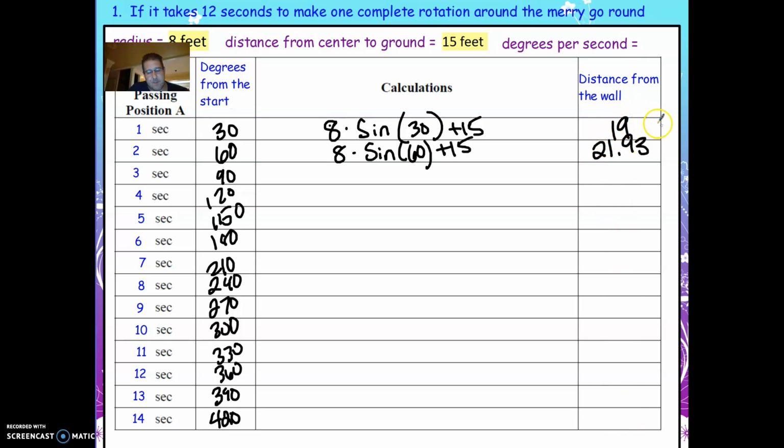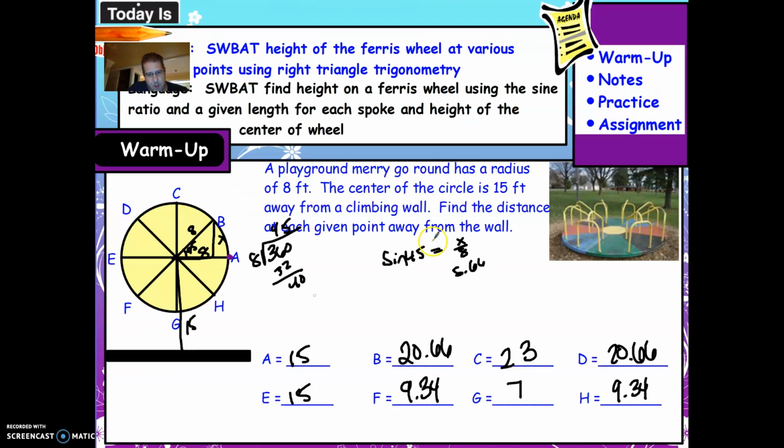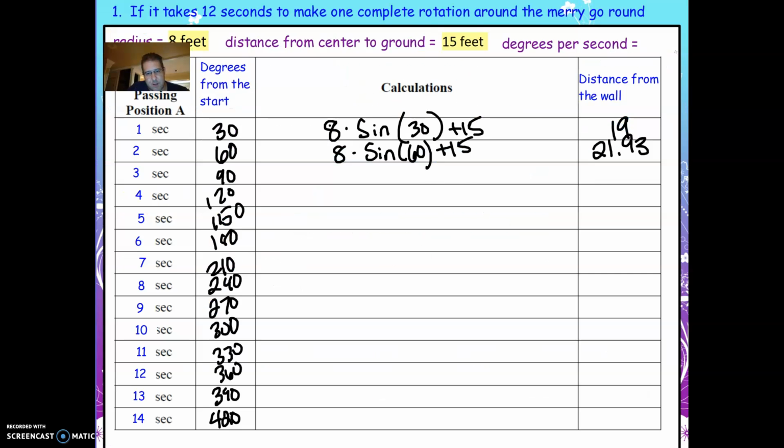You'll also notice that, if I go back here, position B is the same as D, so please don't be shocked when you see that this one's the same as this one, and this one's the same as this one, and so forth. That's not shocking, because these two are the same, and then these two are the same, and then these two are the same. It's because they're on opposite positions of the circle.